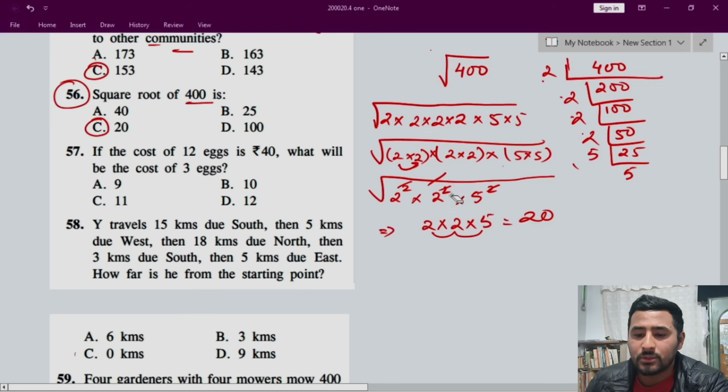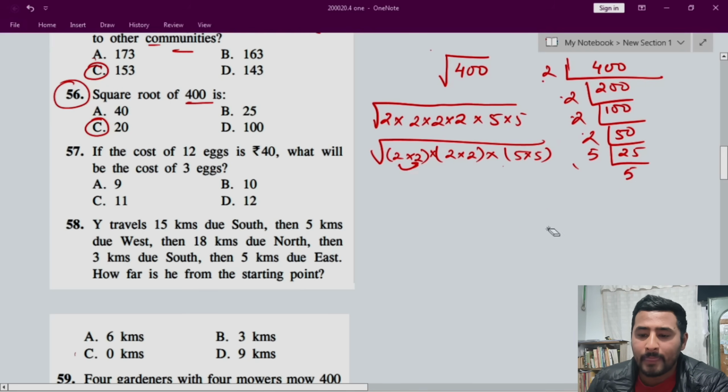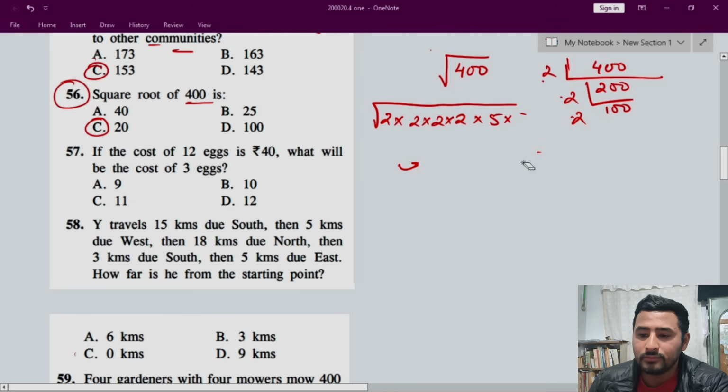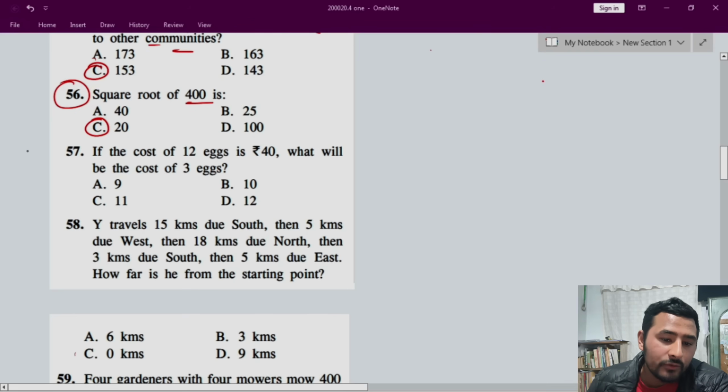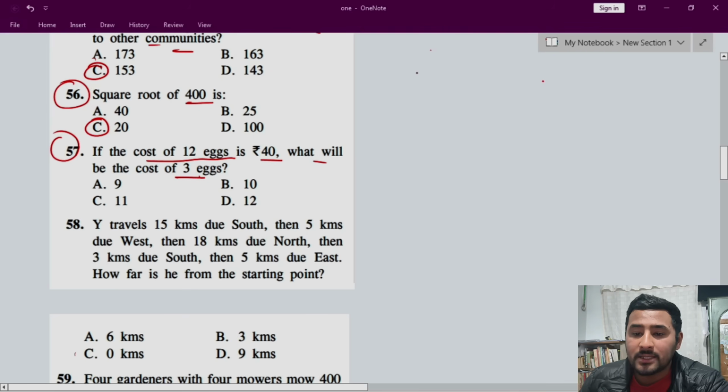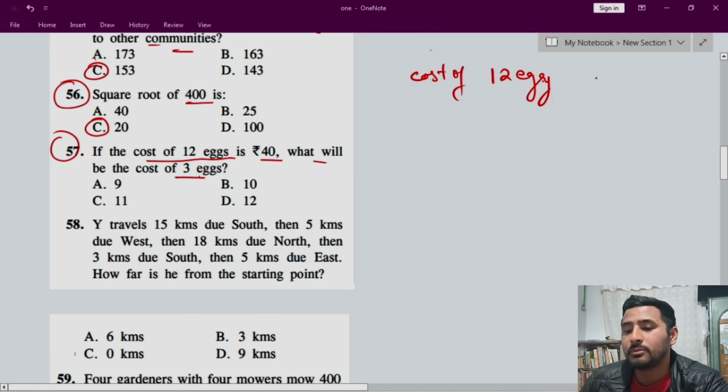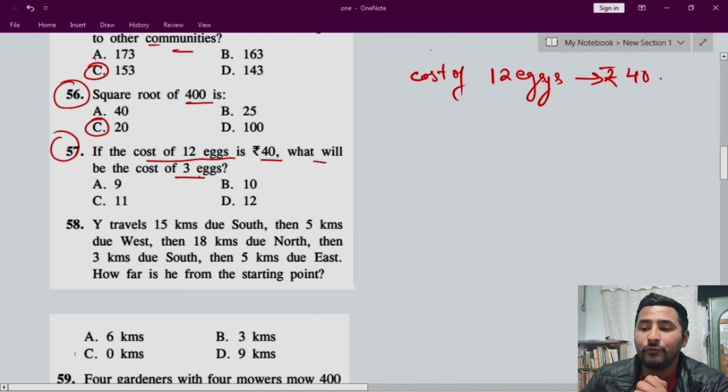Okay, let's move to the next question. That is question number 57. If the cost of 12x is rupees 40, what will be the cost of 3x? So what they are saying is the cost of 12x is rupees 40. If you go to the shop and buy 12x, you have to pay 40 rupees. Now they're asking what will be the cost of 3x.